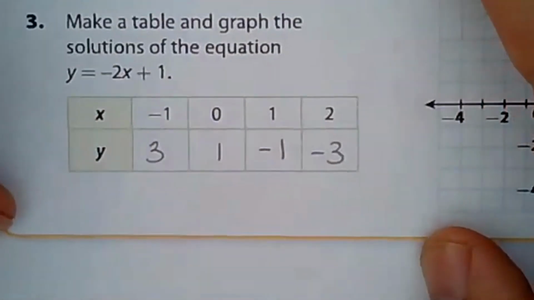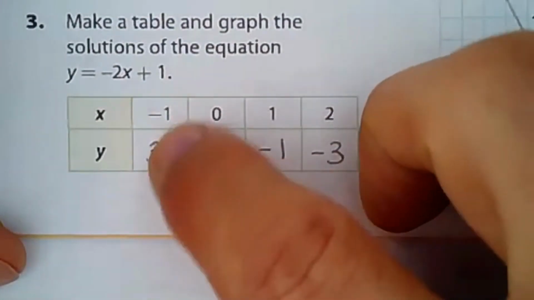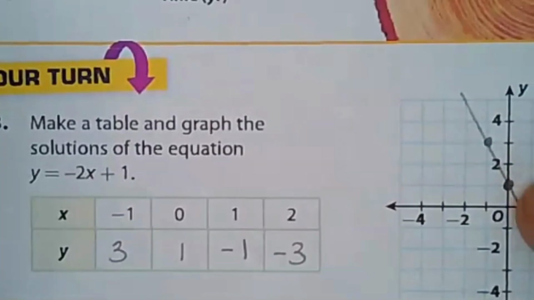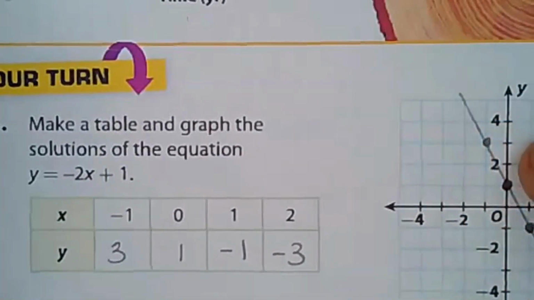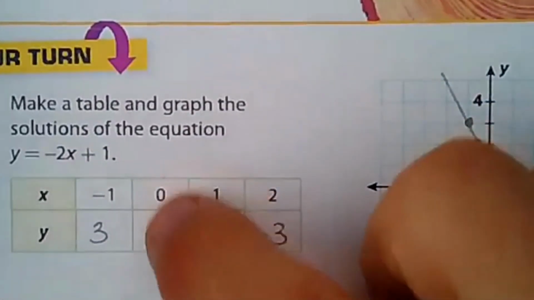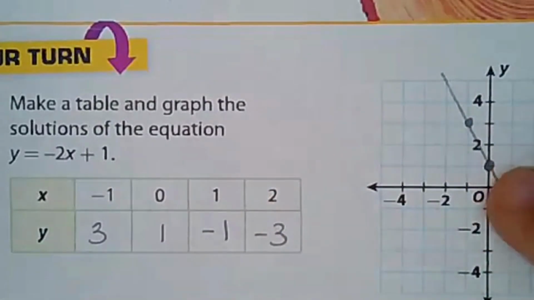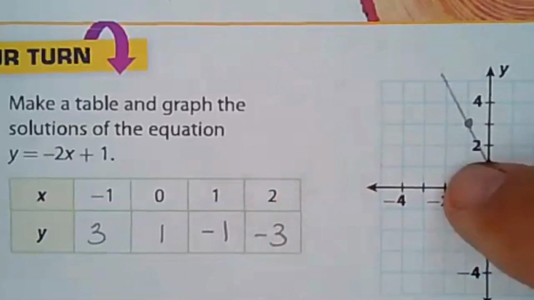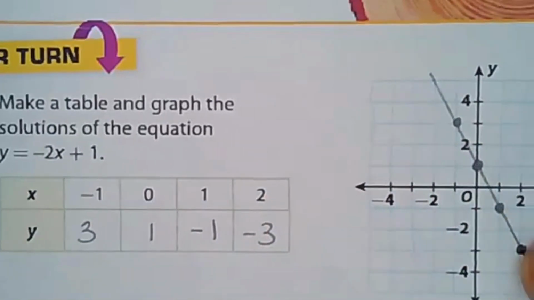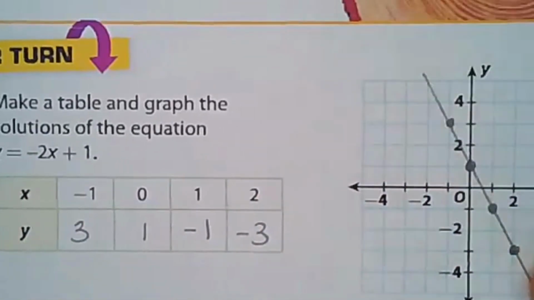And then these are coordinates, -1, 3 is here. 0, 1 is right there. And 1, -1 is there. And 2, -3 is there. And it makes a straight line, linear.